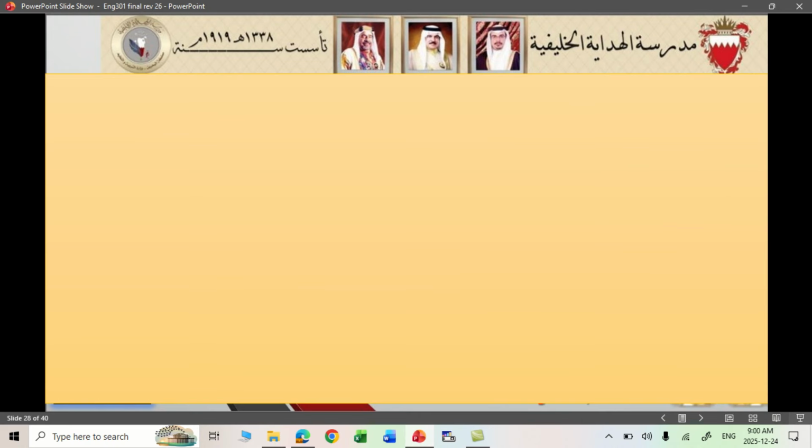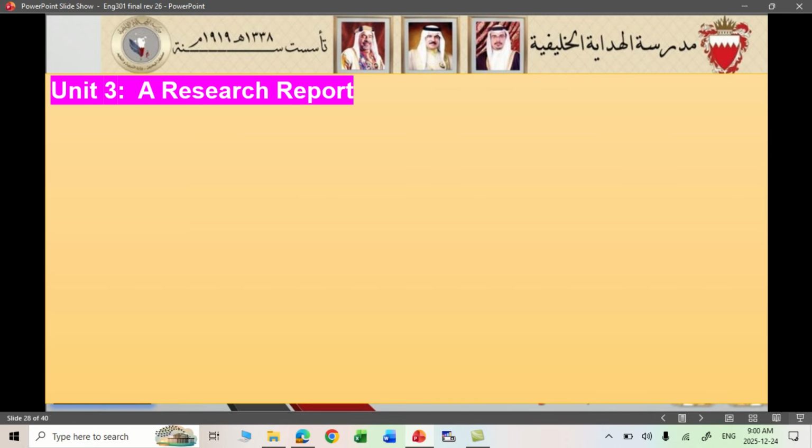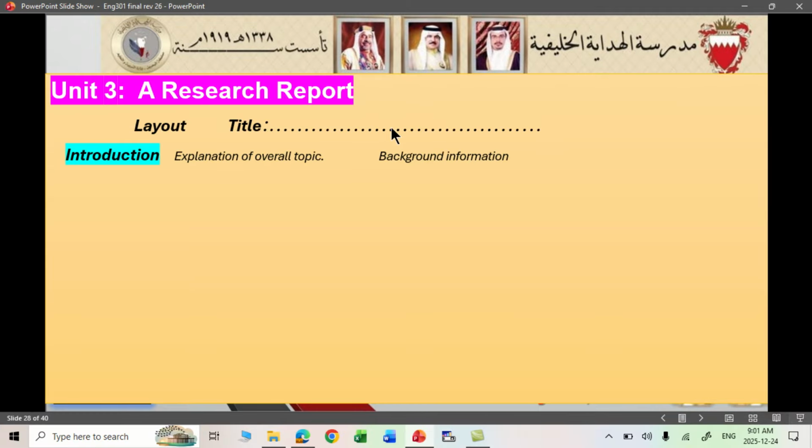Unit 3, and that is the writing topic for Unit 3, which is a research report. Gentlemen, here is the layout of the research report. You need to start by writing the title, and after that you will need to write the introduction. Here you are going to give an explanation of the overall topic and give some background information.